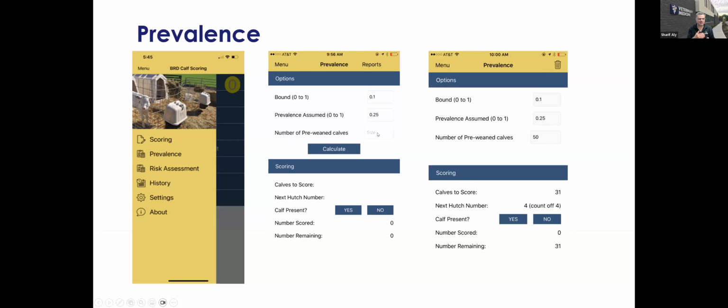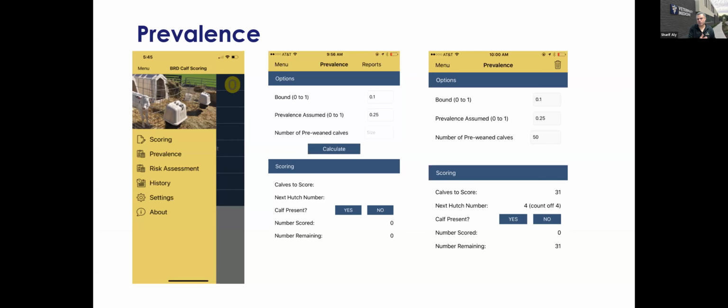And what you need to do is stand at the start of one of the first rows, either side of the hutch matrix, as I like to call it, and then walk the hutches one by one. And the app will tell you how many calves you have to score. You need to score calf number 31. So you count 31 hutches from the first, and that would be the calf that you would score. And it would tell you once you're done.